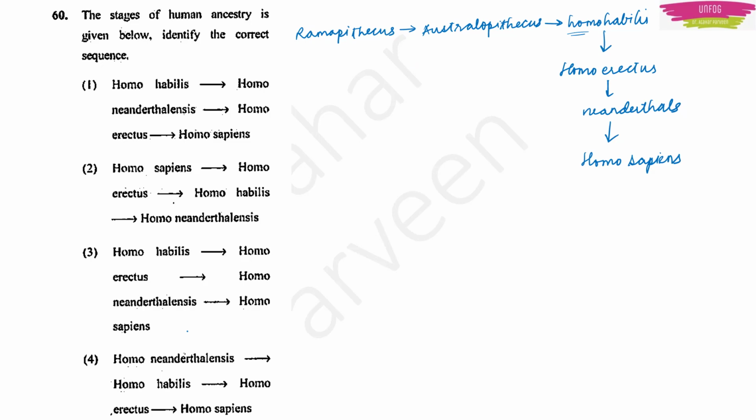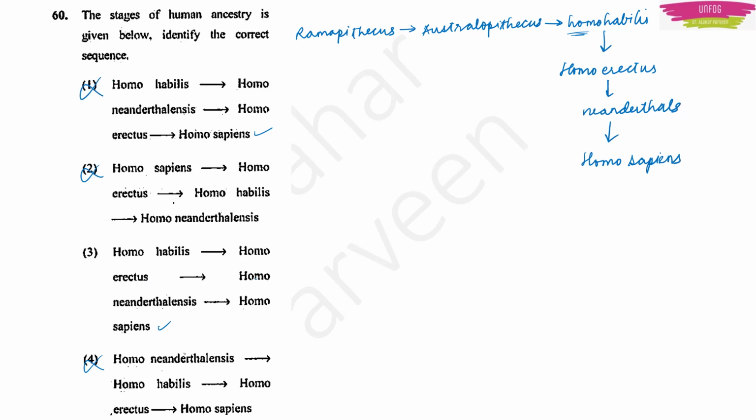But here in these 4 options, he has not mentioned Ramapithecus and Australopithecus anywhere. So we'll go to the third position in our human ancestry, which is Homo habilis. And Homo habilis can be seen in option 1 and option 3. So automatically option 2 and 4 are wrong answers. The next, according to our order, comes Homo erectus. Of option 1 and 3, it can be seen in option 3. After Homo habilis, Homo erectus is coming. So option 1 again becomes the wrong answer.